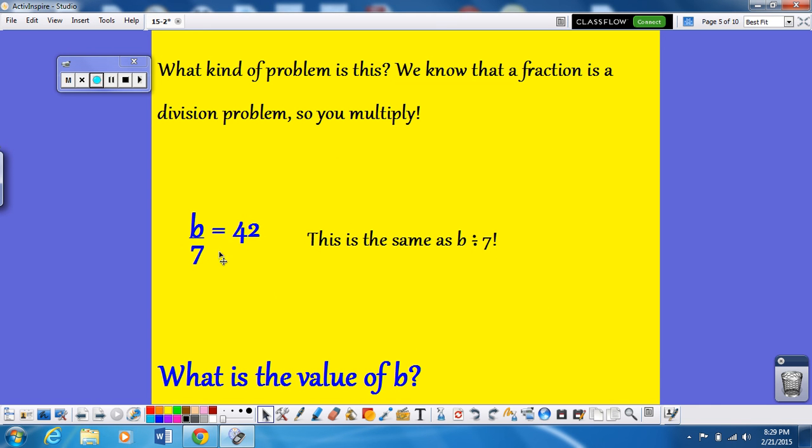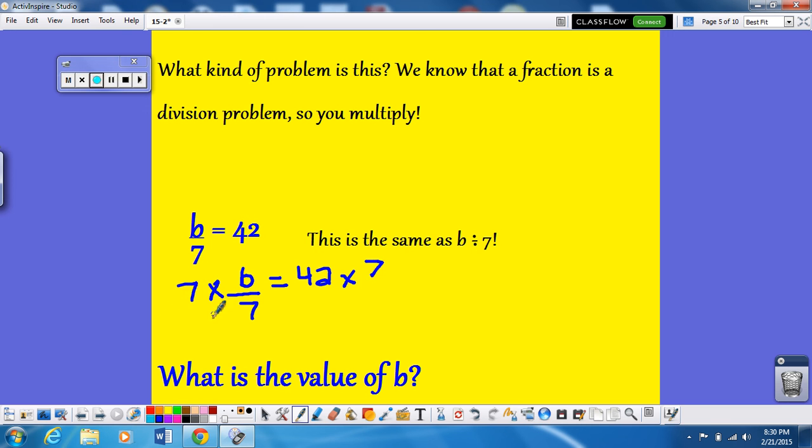What kind of problem is this? b over 7 equals 42. Well, we know that fractions are division problems. This is really b divided by 7. Because this is a division problem, we're going to multiply. So I'm just going to rewrite it right here so we can see what we're working with. b divided by 7 equals 42. Okay? Again, it's division, so I'm going to multiply both sides times 7.